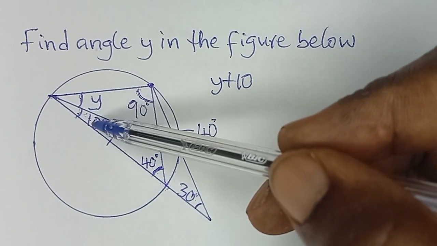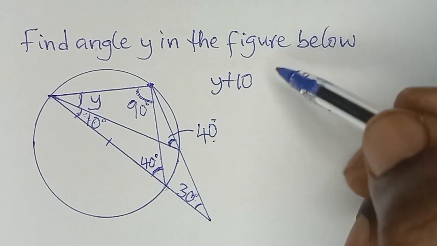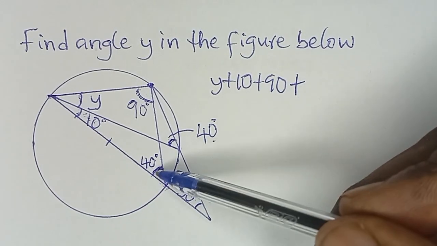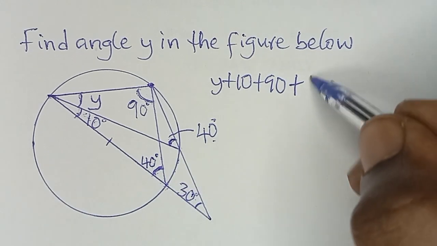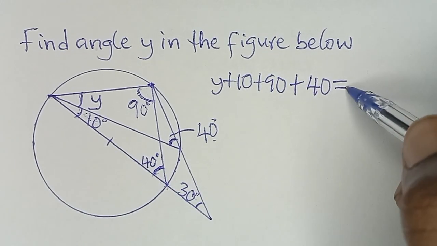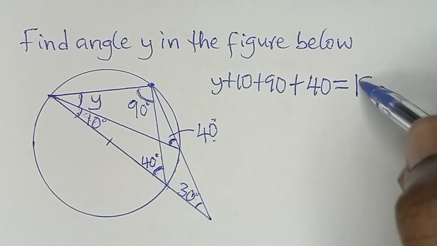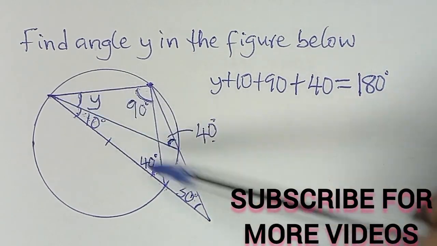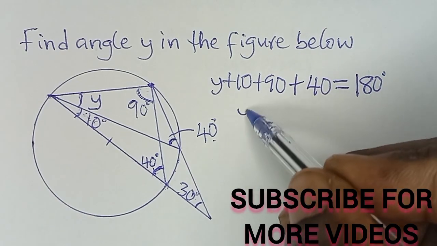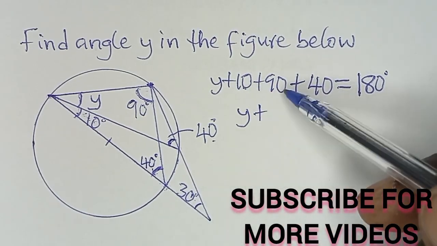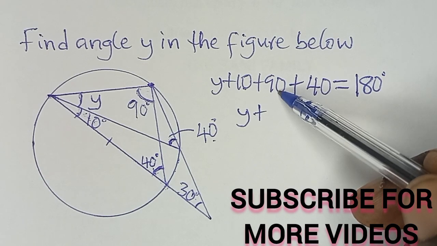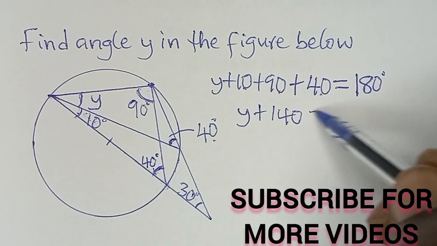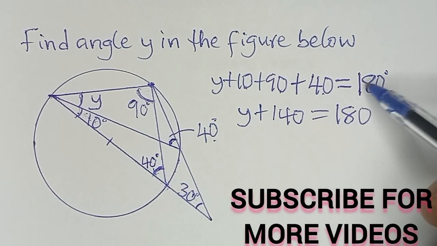So this is one of the angles of the triangle, which is y plus 10, and then plus the second angle which is 90, plus the third angle of the triangle which is 40. The three angles together sum up to 180 degrees. Why? Because the sum of angles in a triangle is 180. So I can say y plus 90 plus 10 is 100, plus 40 is 140. And that will be equal to 180 that we have on the right hand side.